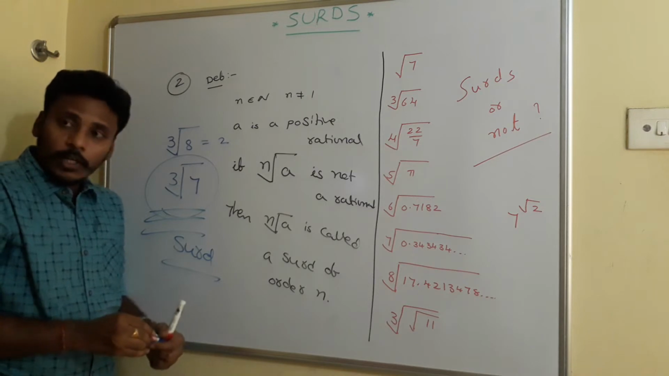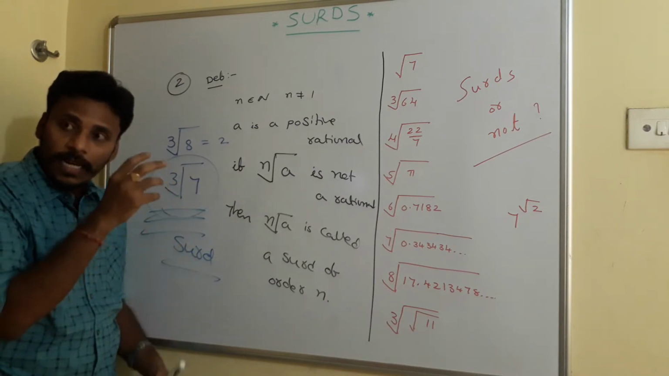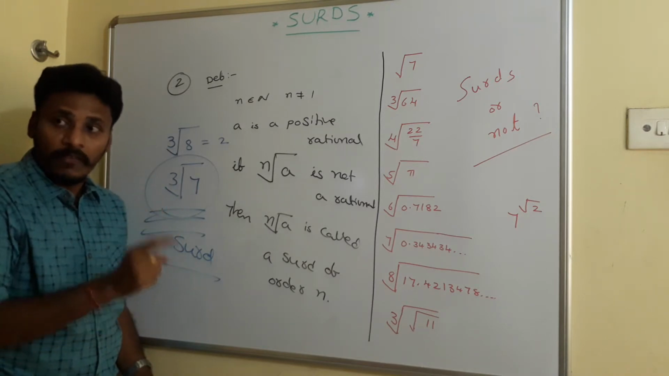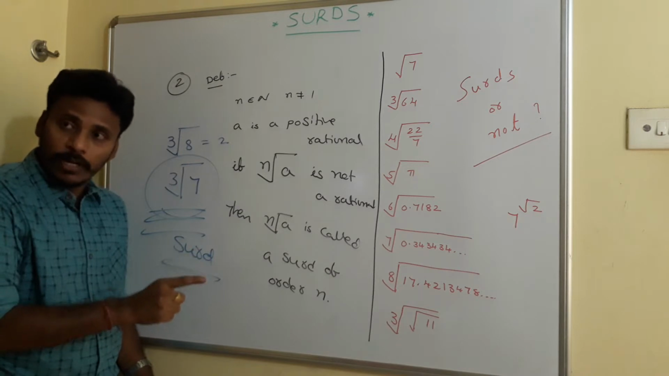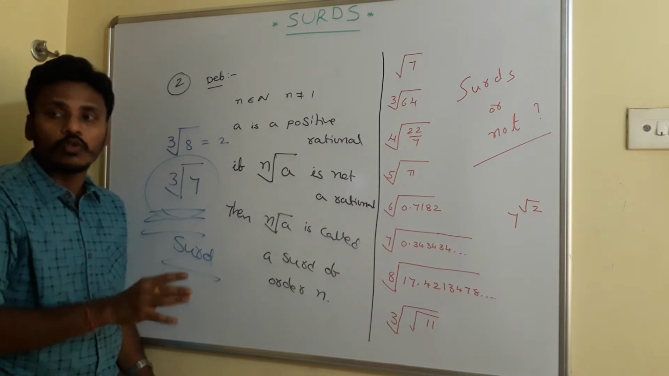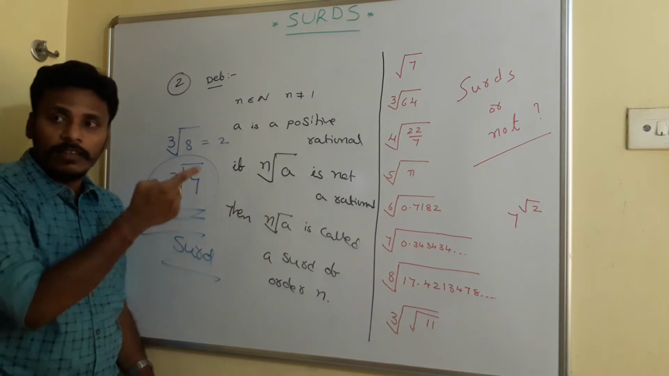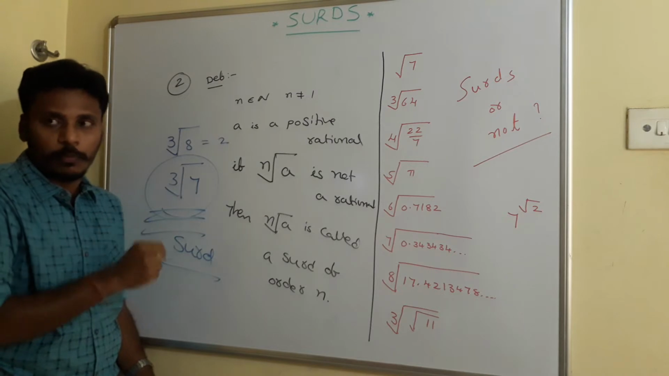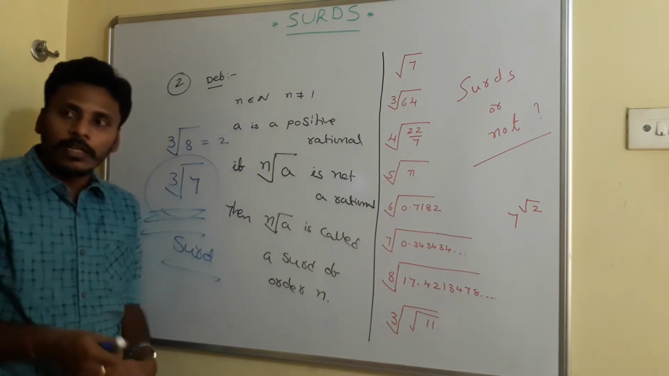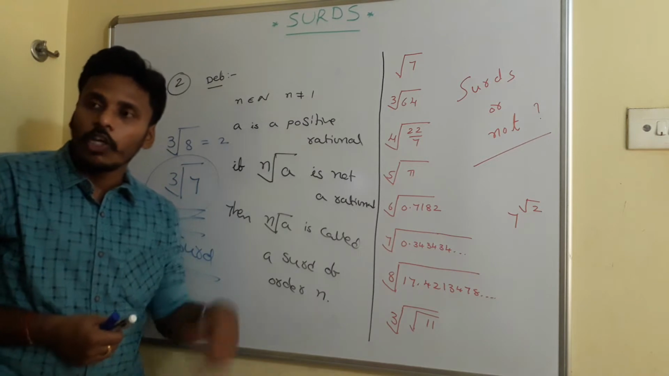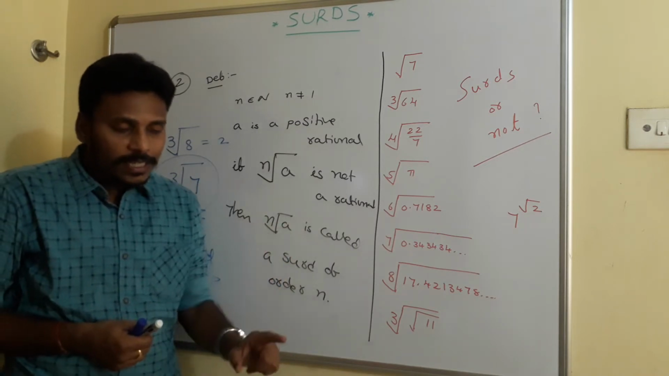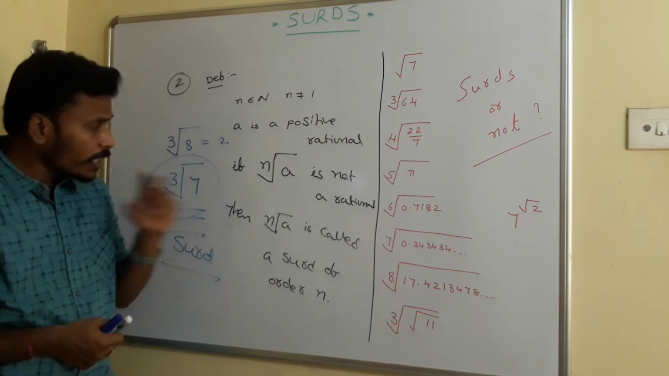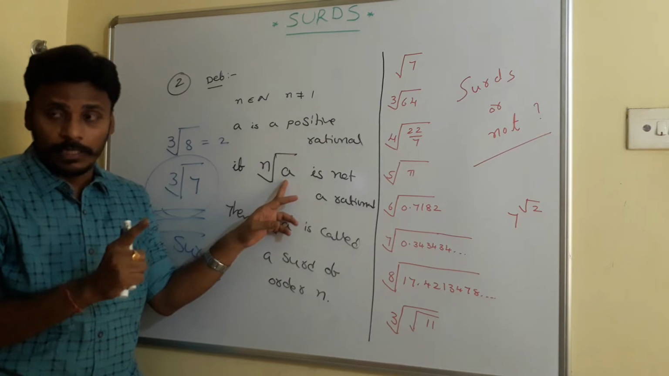So to decide whether something is a surd or not, it should be in the form of the nth root of a, where n is a natural number not equal to 1 and a is a positive rational number. We have a way to simplify, as we discussed in the first point. After simplification, if the result is not a rational number, then we call that nth root a surd. If the result is a rational number, then we won't call it a surd. This a should be a positive rational number. Keep that in mind.